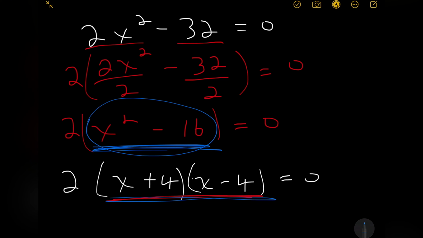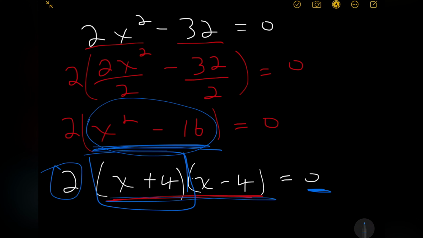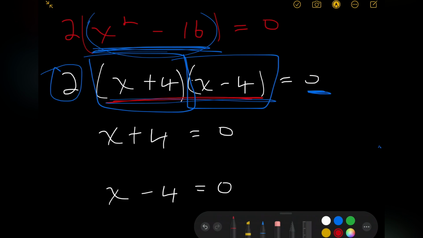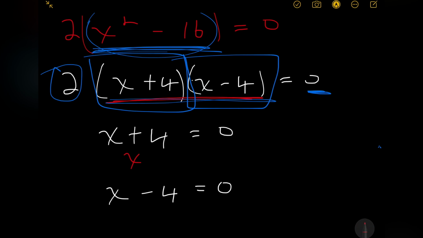Again, we are multiplying terms and it's equal to 0. And 2 can't be 0, so either this is 0 or this is 0. So let's equate those to 0. So when we transpose this, we have x equals negative 4, and here we have x equals 4.